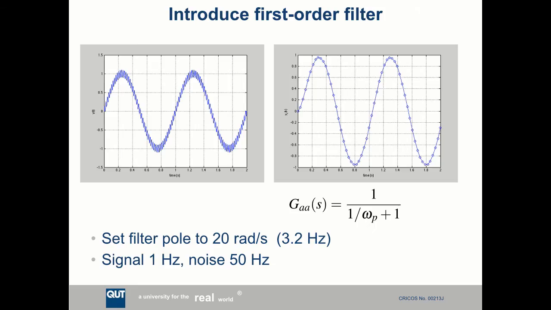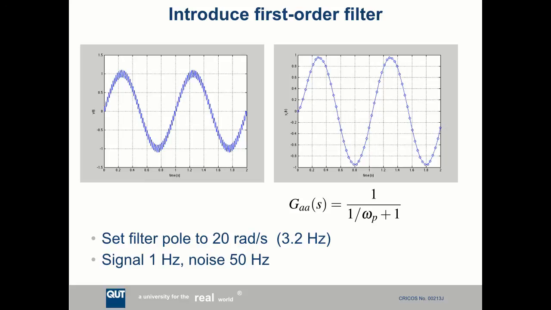So if I do that, I introduce just a very simple first order filter. In this case, I set the filter pole to 20 rads per second and repeated the experiment, and this is now what I have in my sampled waveform. So a simple first order filter has dramatically cleaned up my signal. It looks like I would expect it to look now, yeah? So that's a pretty good win.